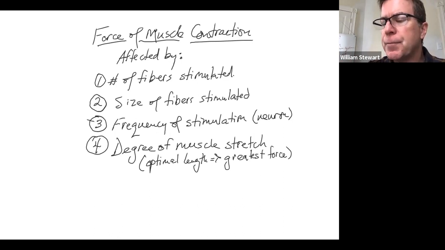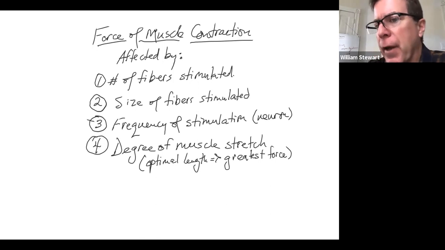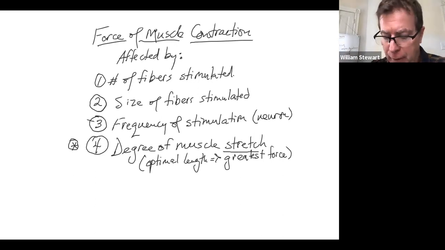Think of it this way. If a muscle is too stretched out before it starts to contract, it can't produce as much force, nor if it's already halfway or mostly contracted. Those myofilaments are so overlapped, they have a hard time getting going. So there is an ideal length, degree of muscle stretch prior to contraction that will produce the greatest force.